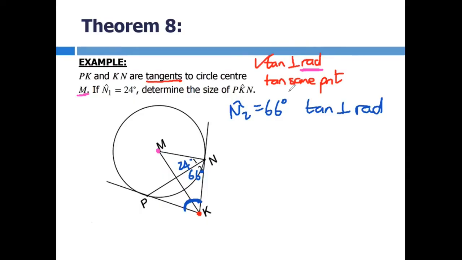Okay, so N2 is 66 degrees. We've used the tangent perpendicular to the radius. I said that there's one more we can use, the tangents from the same point. It's the newest one we've learned. What's special about two tangents from the same point?